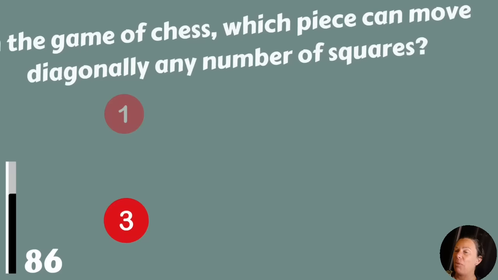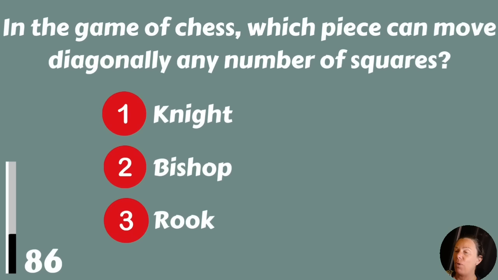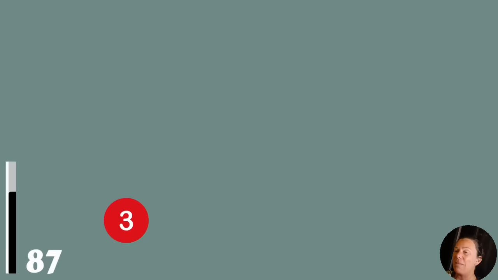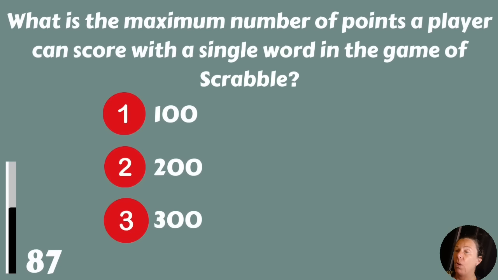In a game of chess, which piece can move diagonally any number of squares? Knight, bishop, or rook? Bishop. What is the maximum number of points a player can score with a single word in the game of Scrabble? 100, 200, or 300? 100.